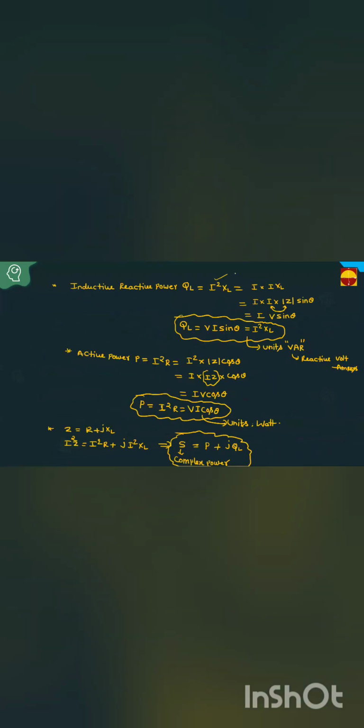I square Z equal to VI. I square XL equal to VI sin theta. This is the proof. I square R equal to VI cos theta. This is the proof. This apparent power, if you write real and imaginary parts, is taken as complex power. So these are the points you have to remember with respect to series RL circuit.